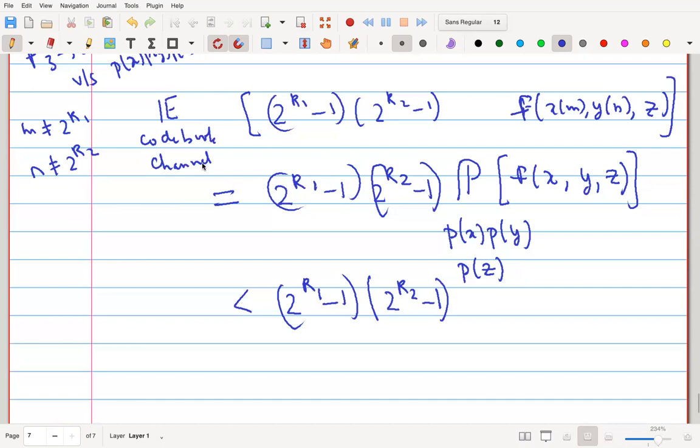So you're really splitting this randomization expectation into two expectations: expectation over M, comma N, and expectation over 2 to the R1, 2 to the R2. This is exactly what you do in the, yes, I think that is what Sayantan was saying, this two-step process.